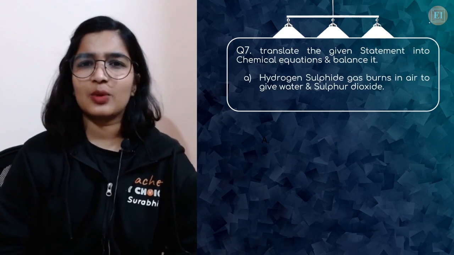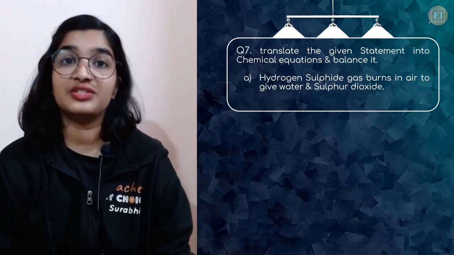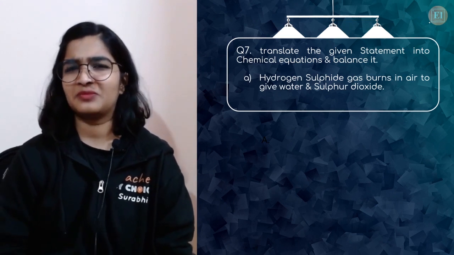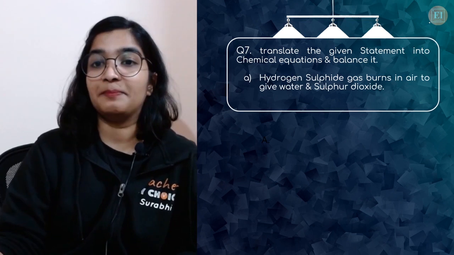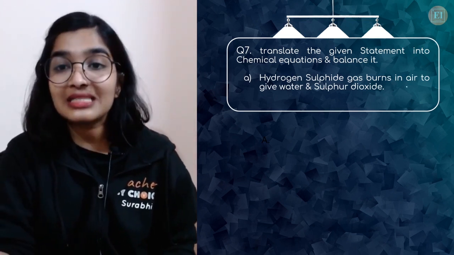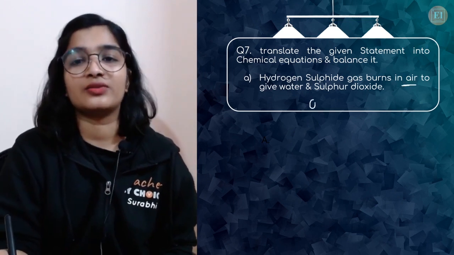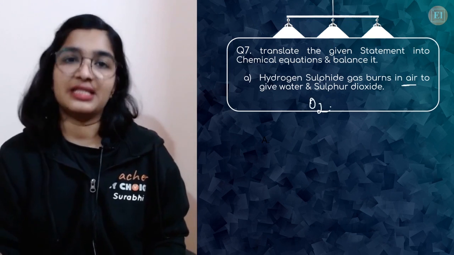Next question is question number 7. Translate the given statement into chemical equations and balance it. A little difficult, let's see. Hydrogen sulfide gas burns in air to give water and sulfur dioxide. Whenever it is air, you only write oxygen, because burning requires oxygen, right?